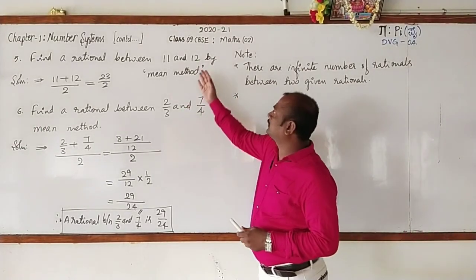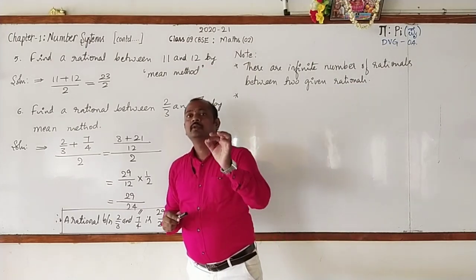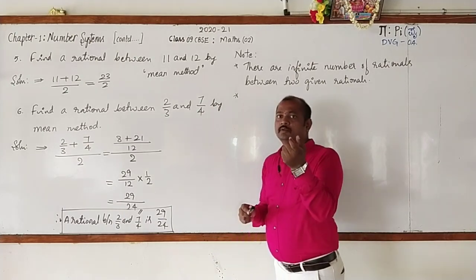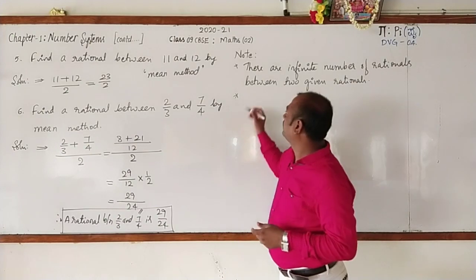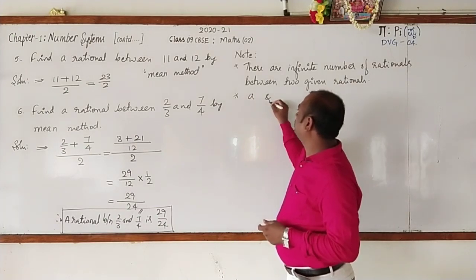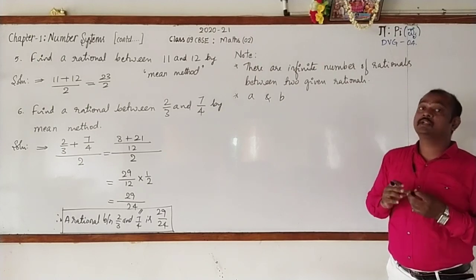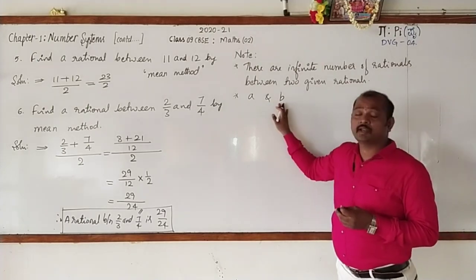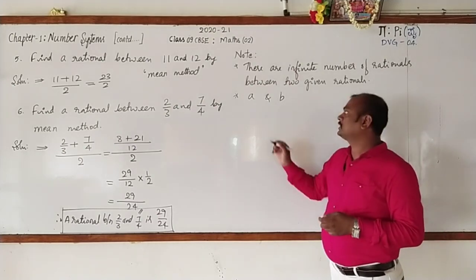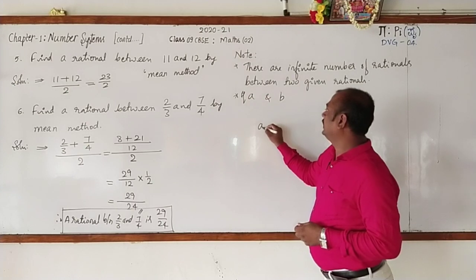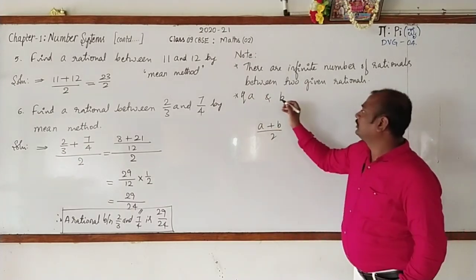Observe here. In the arithmetic mean method, just this will be used to find out the number which is exactly in between two given numbers. If A and B, don't copy, just observe. If A and B are rational numbers, what is a rational number between these two? Can be written as A plus B by 2. Got it? You can copy this.